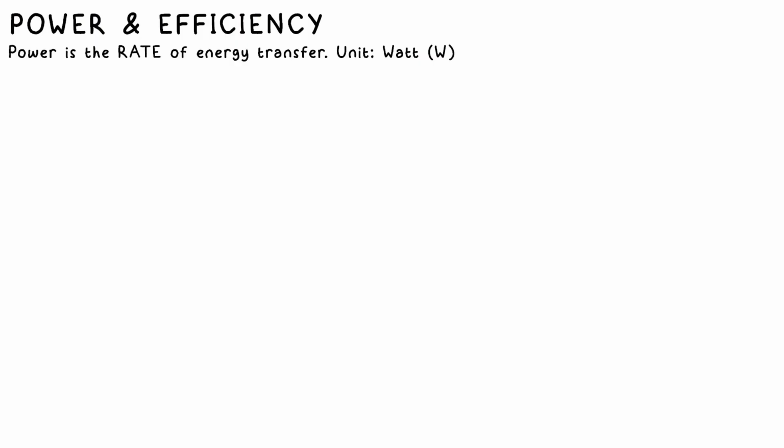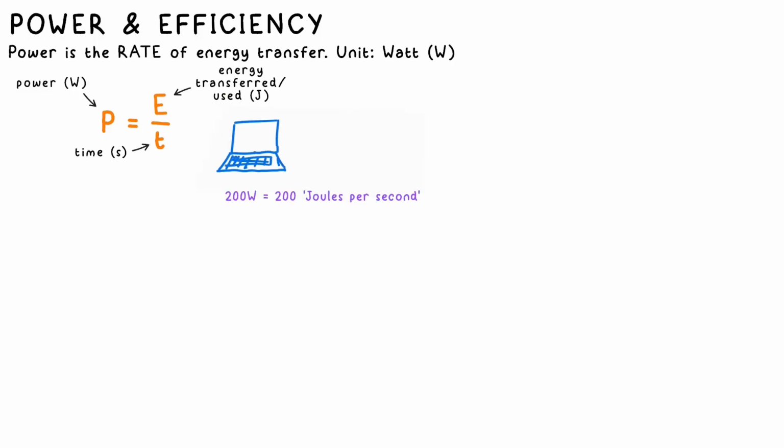Power is just the rate of energy transferred. Any rate is a change in something divided by time. Here's the equation. P equals E divided by T. The unit for power is W for watts, but this is just the same as joules per second. So my laptop has a 200 watt power supply, which just means that it uses 200 joules of energy every second. To find out how much energy it uses in a minute, we just rearrange this equation so E is equal to P times T. This is how you'll see it in your formula sheet, by the way.